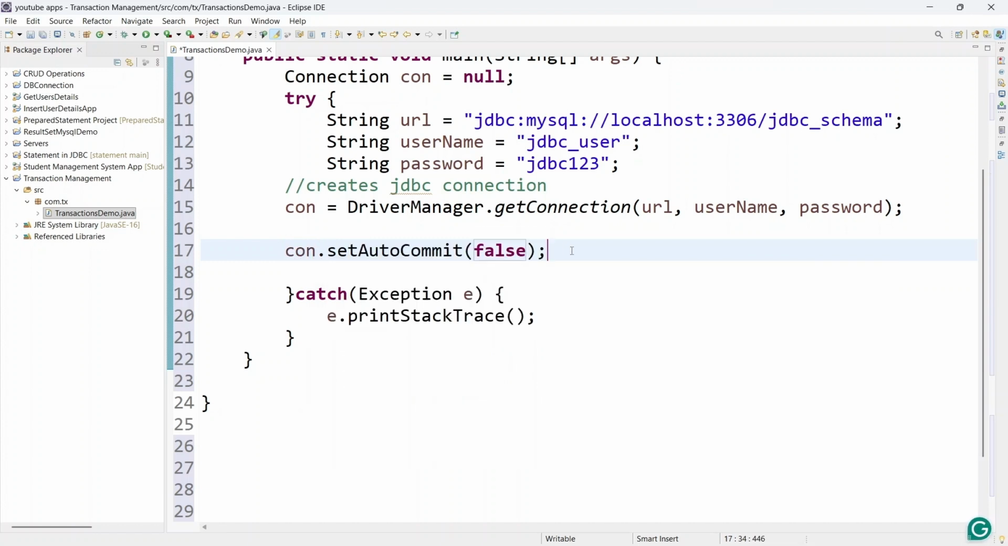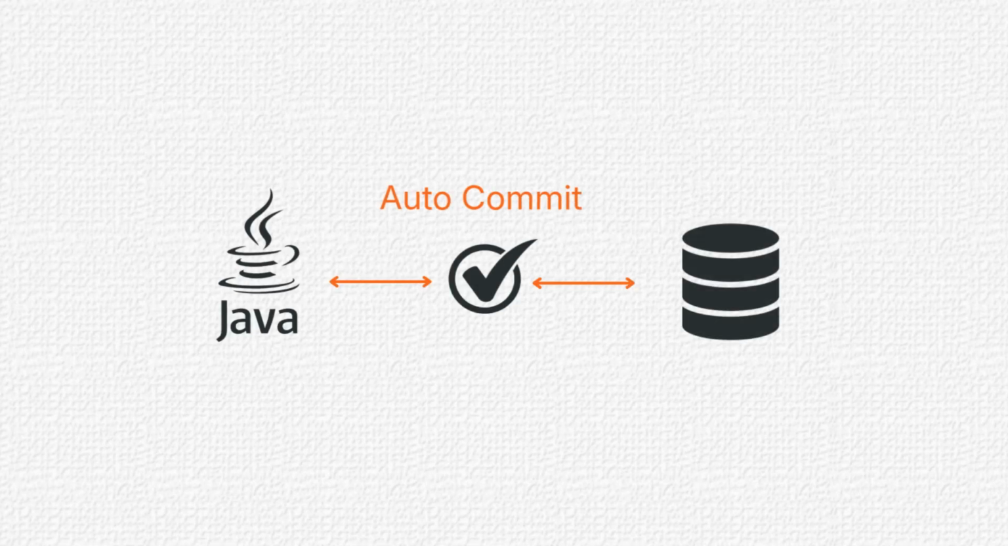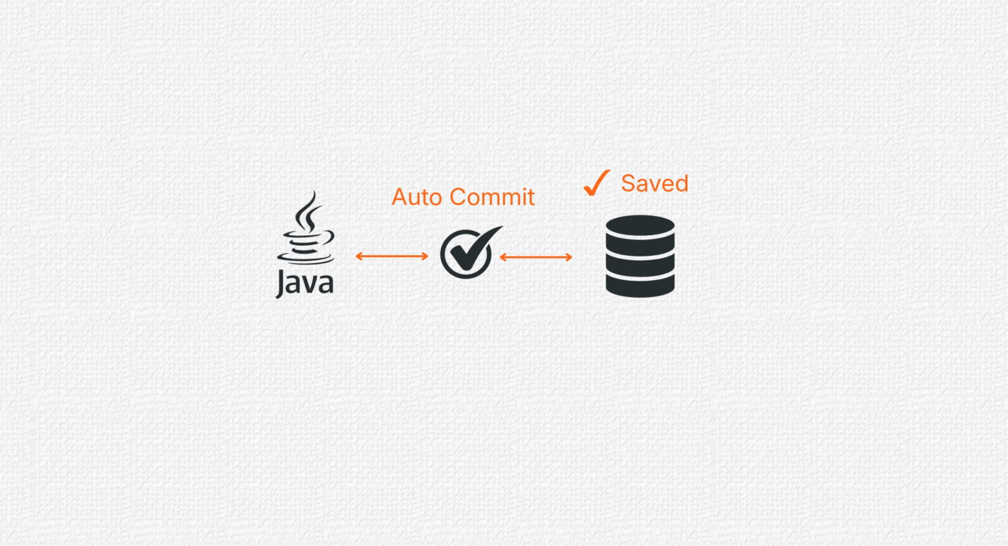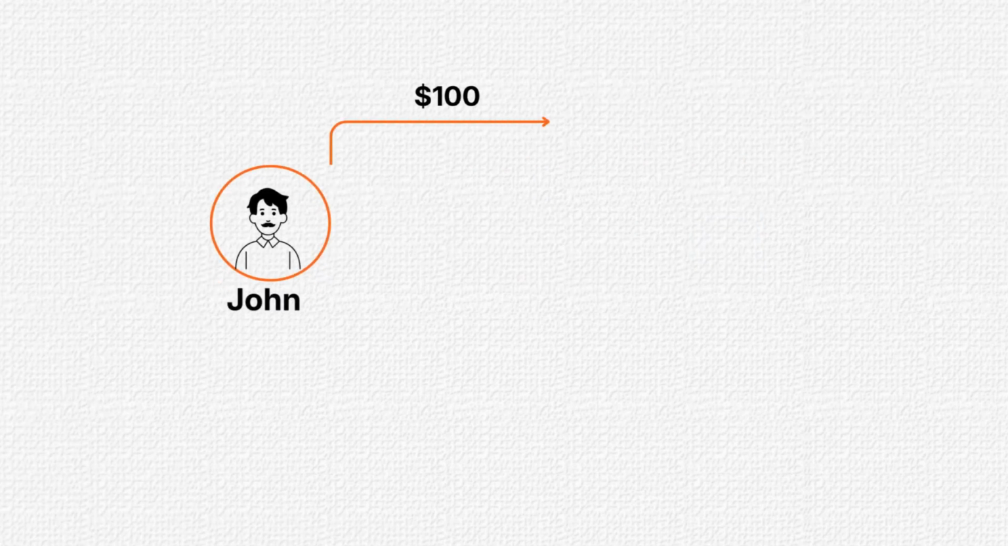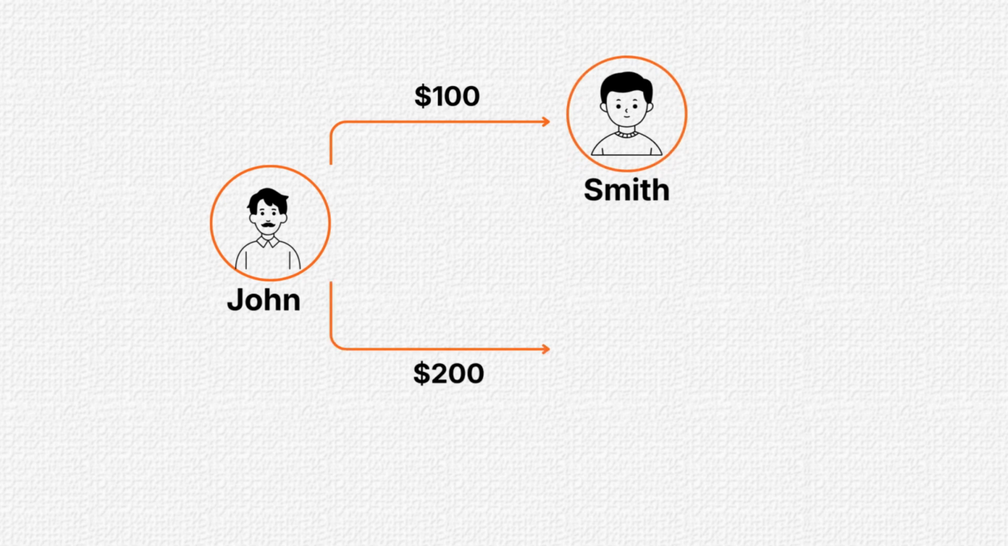Let's see why we need to set auto commit false. By default, JDBC uses auto commit mode. This means every SQL statement is permanently saved as soon as it executes. Now imagine John wants to send $100 to Smith and $200 to Michael.